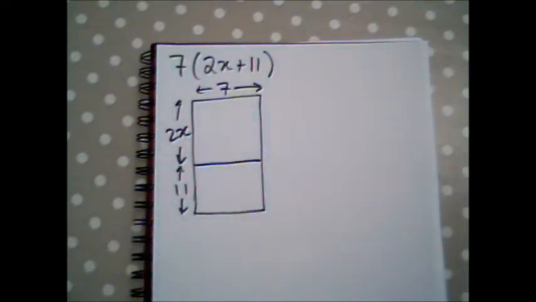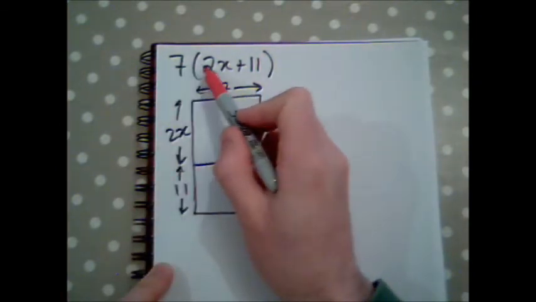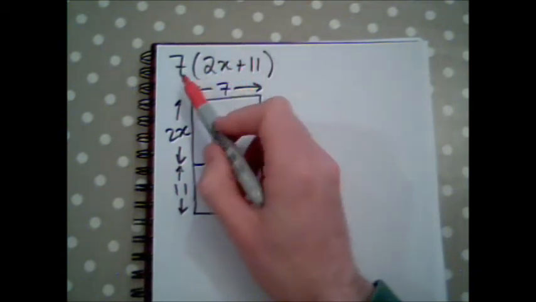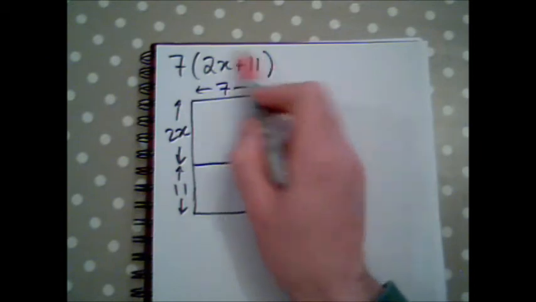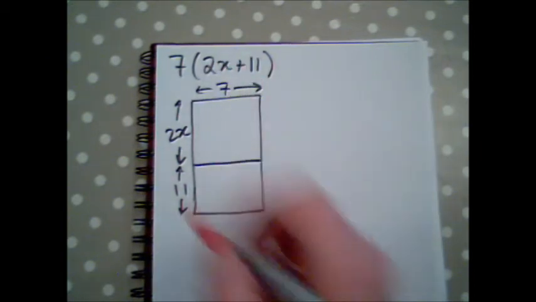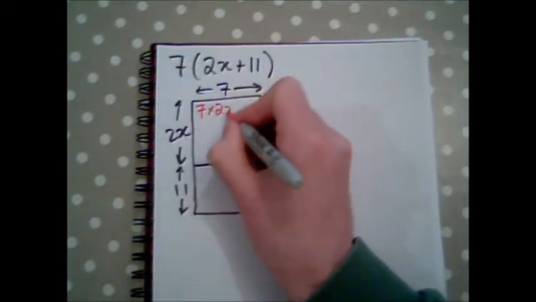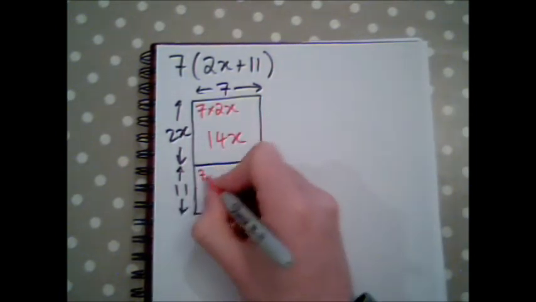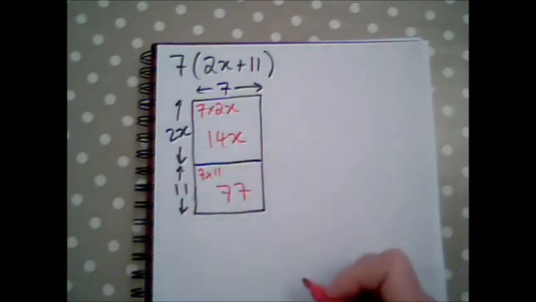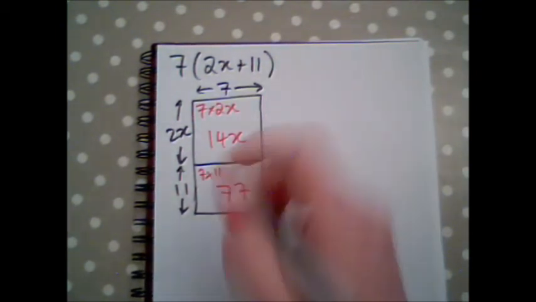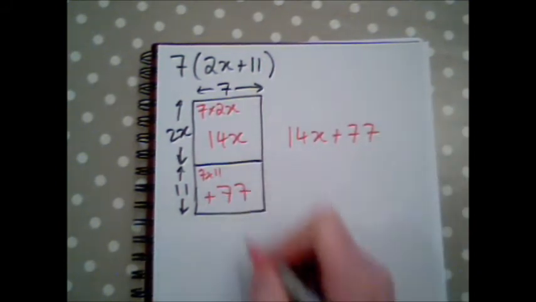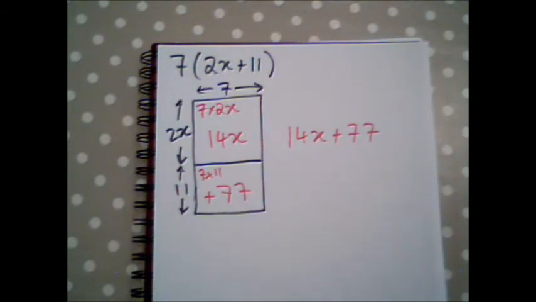Okay, so in order to get the area, because remember, when there's no sign, you're multiplying, so you're multiplying the 7 by this whole bracket. That's the same as getting the area of the rectangle that has one side 7 on one side, 2x plus 11, alright, which is what we're doing. So 7 times 2x, so 7 2s are 14, so 14x. And down here we have 7 times 11, which is 77. So altogether we have 14x plus 77. I'm going to put in the plus there just to highlight that it's a positive number.